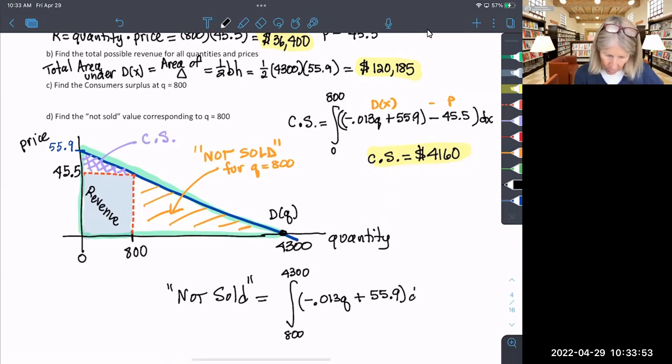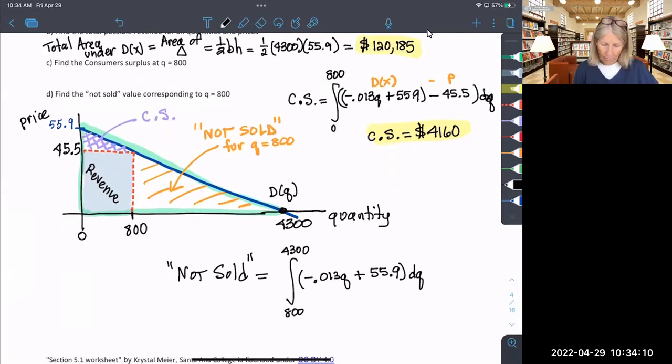Oh, dq, sorry. You know what? I put dx on that other one where my variable is actually q. I got to be careful with that. So this is how we could find the not sold area with an integral. Or like I said, you can also do it by a little area of a triangle formula. Whatever makes it easier for you. Well, I'll tell you what the answer should be. It should come out to 79,625. Okay.